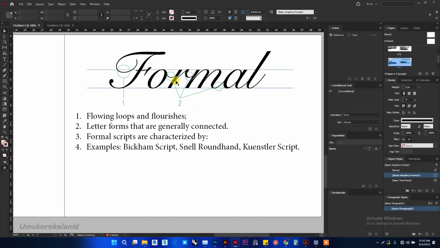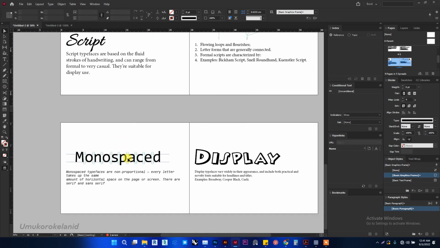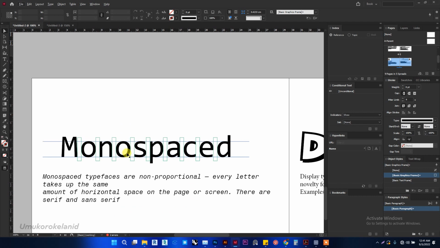This is a perfect example, with the parts where they have floral edges most times, flowing loops and flourishes, with letter forms that are generally connected. As we know, families of them are handwritings and scripts. So we also have monospace. Monospace typefaces are non-proportional. Every letter takes up the same amount of horizontal space on the page or screen.